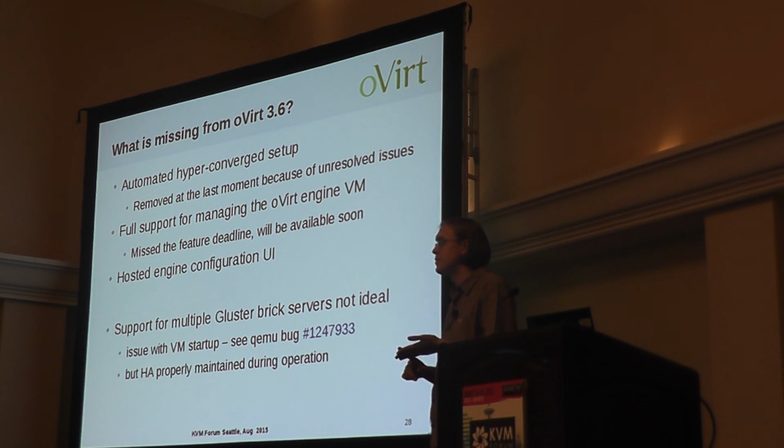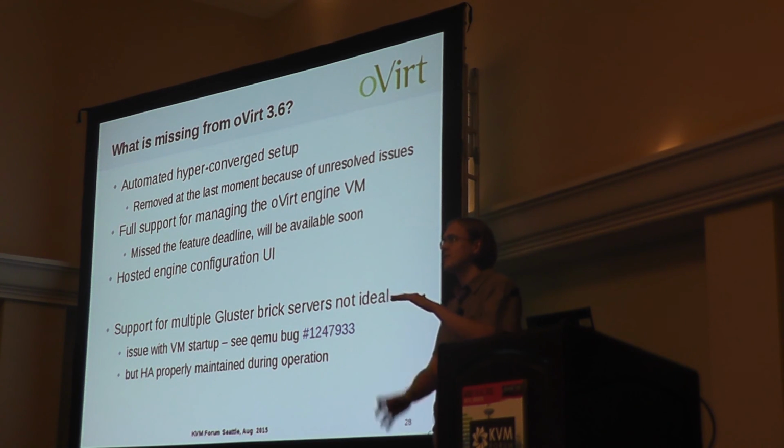Support for multiple Gluster brick servers is not ideal, and the Gluster people and actually QEMU people here might know about that already. Peter Krempa is actually the one who is assigned to that bug. When you are connecting to Gluster, QEMU only accepts one IP, not the list of all the possible IPs. So when the one host is down, it might not connect. But when it connects, the high availability works properly. So there is a bug where we need to be able to give it all the secondary servers so it can try other servers as well.